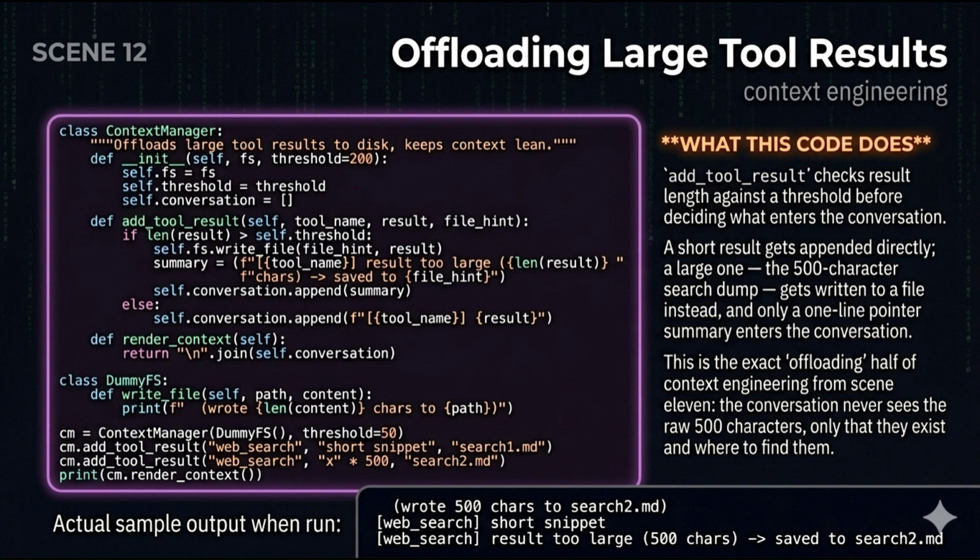This is genuinely the mechanism underlying offload large results across long runs from the framework's own description. The conversation's token count stays bounded regardless of how large any individual tool's raw output happens to be, because the raw output lives on disk, permanently out of the prompt's way, not sitting inside it.